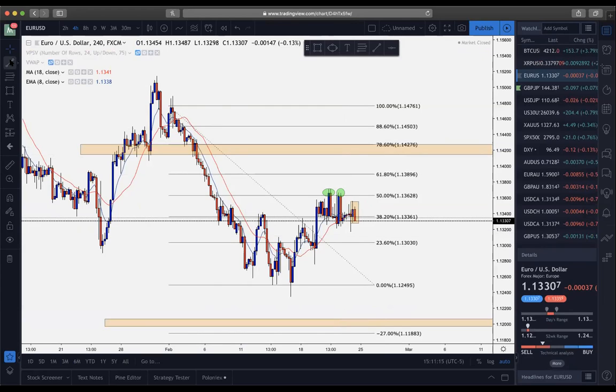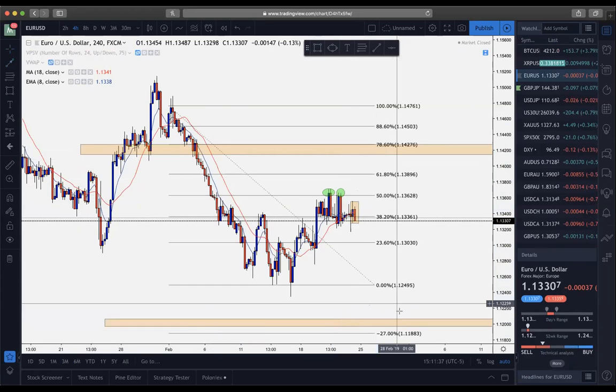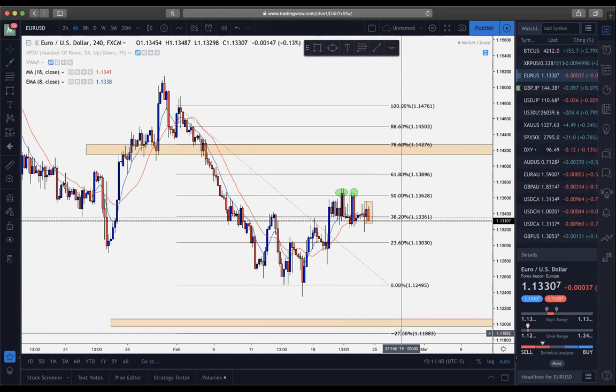And sometimes with price, even though it's way down here, you could see a quick price manipulation wick just to touch this area and kill everybody's stop losses and take people out of the market, and then go in the direction that you are expecting it to go. Always pay attention to those key levels.